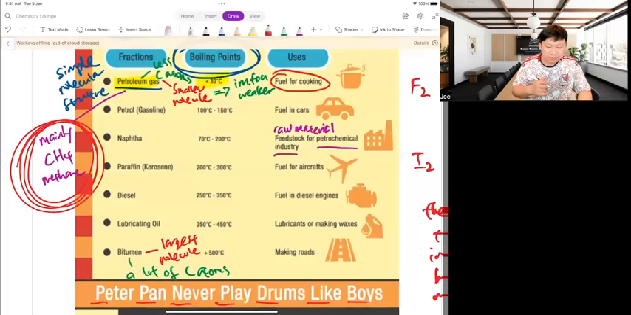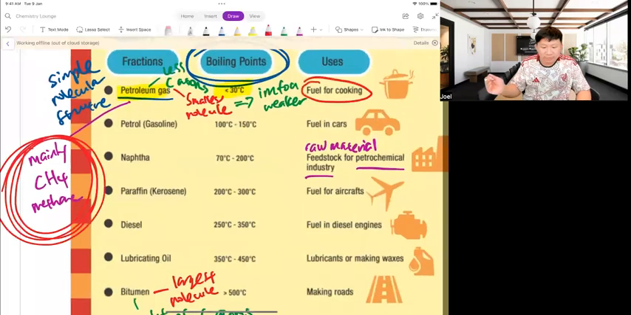Petrol is the one you pump in the car, like SPC, Shell. Gasoline is another word, so petrol and gasoline are the same. Especially when you go traveling, other countries don't say petrol station, they say gas station because it's gasoline. Naphtha is feedstock or raw material for the petrochemical industry, to make chemicals.